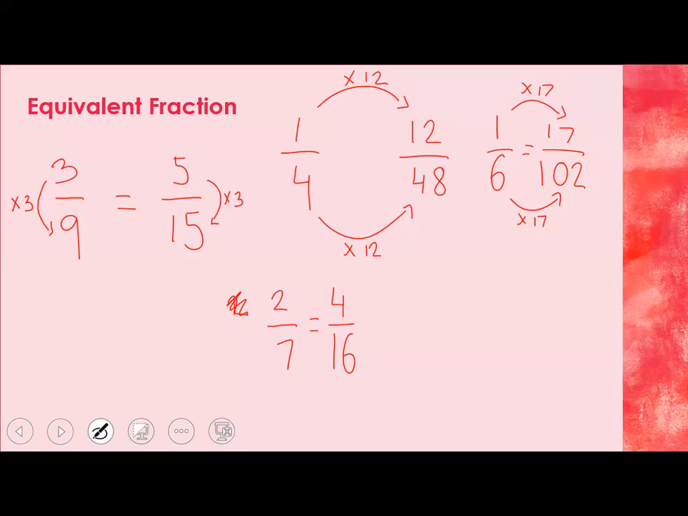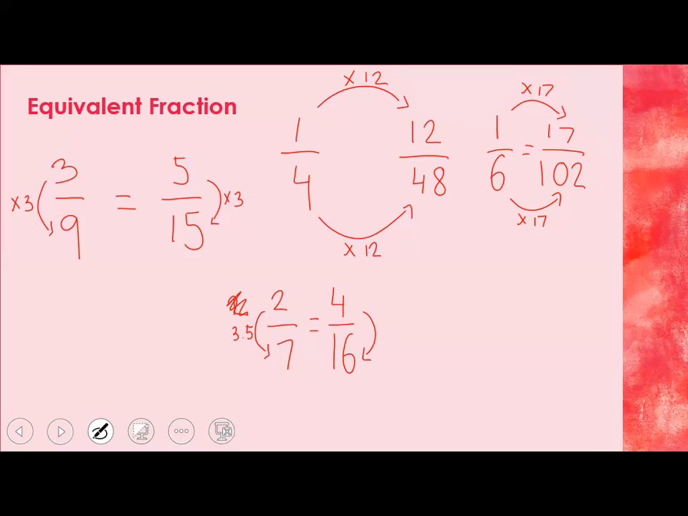Can you tell me whether this is correct? Is 2/7 equivalent to 4/16? Well, this time I have to work out, well, 2 to get to 7. What do I need to multiply that by? Well, I need to multiply by 3.5.